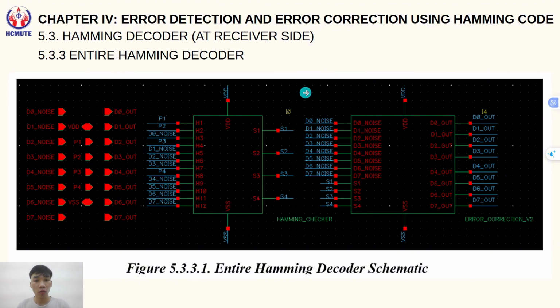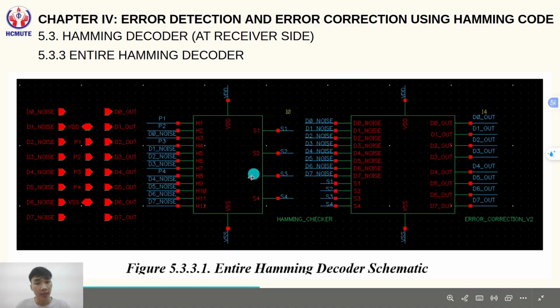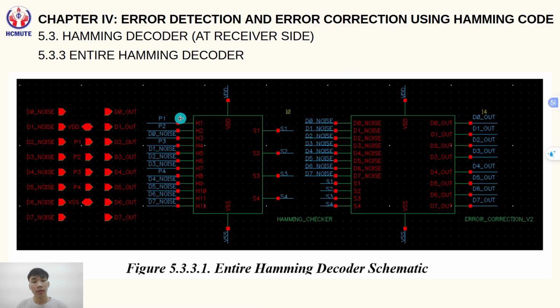And here is the symbol of the Hamming decoder. The input consists of 12-bit Hamming code word, including 8 data bits and 4 parity bits generated by the Hamming encoder.